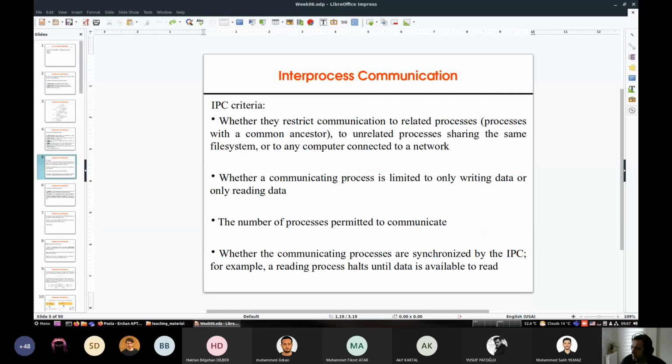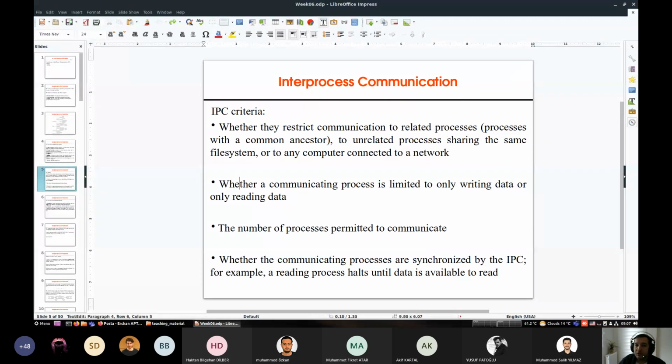What are the criteria? How do we categorize communication mechanisms? What are the properties? Well, number one, does it allow communication between related processes or also between unrelated processes? Does it allow communication between processes on the same computer or also between processes on different computers? So this is a way that we can use in order to categorize them.